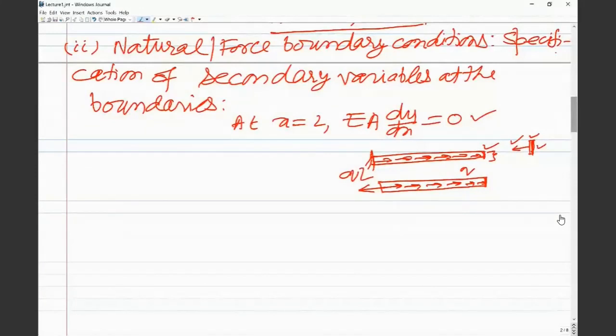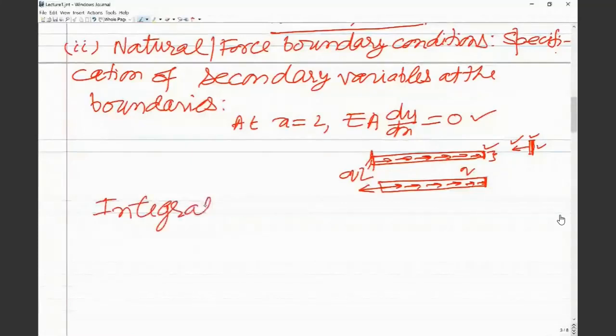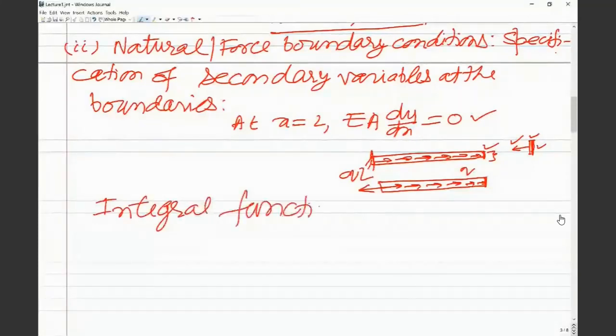Another thing we do from the weak form is that we can find out the corresponding integral functional, if it exists for a given problem. So I'm going to discuss: from the differential equation, we have the weighted residual statement, then the weak form, and then from the weak form, how do we get the integral functional? That's the next thing I'm going to discuss. In solid mechanics problems, we call that the total potential energy functional.